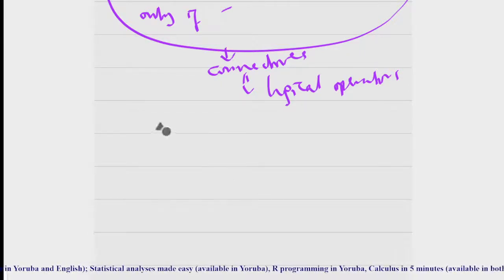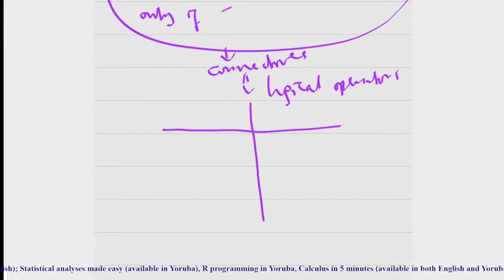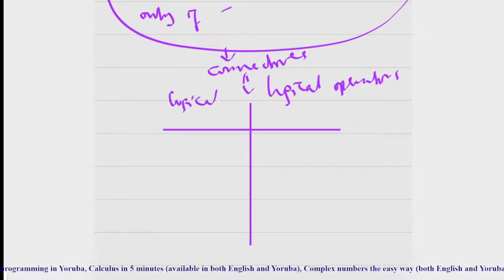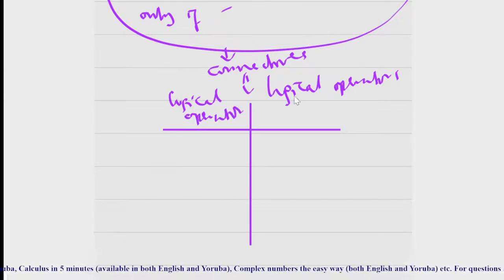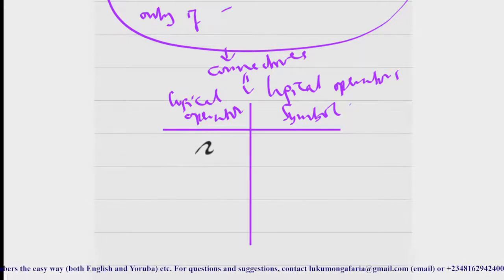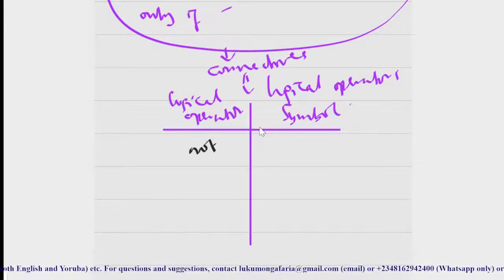For example, when you have something of this nature. So if I have my logical operator, don't forget logical operators are also the same thing as connectives. Let me give you their symbols. The first logical operator I will be using is called negation. I'm going to explain very well. The operator is not, and it is denoted by this.